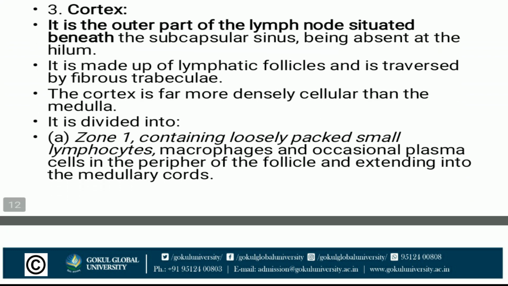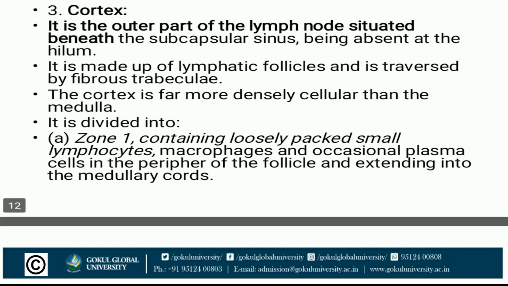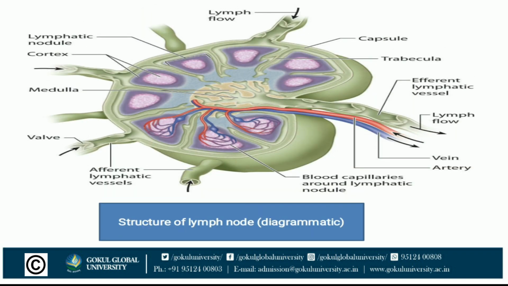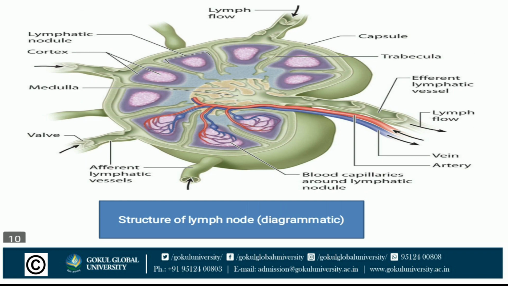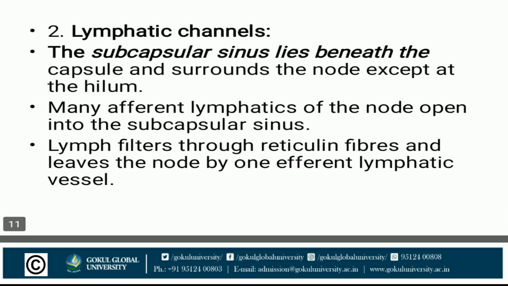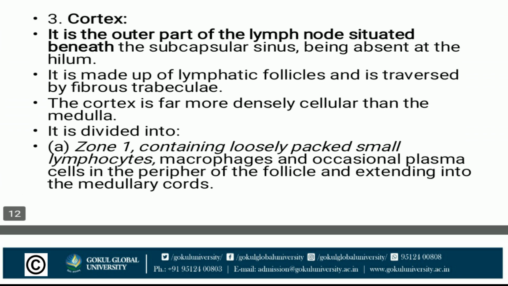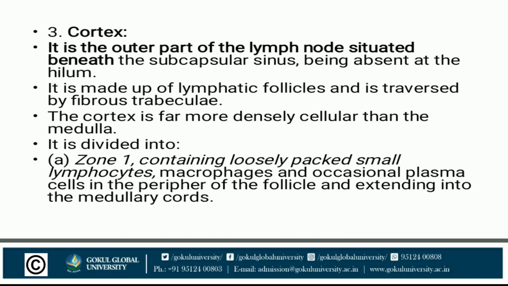Now we will see the cortex. It is the outer part of the lymph node situated beneath the subcapsular sinus, being absent at the hilum. Cortex. Here you can see below the lymphatic nodule there is the cortex, and it is absent at the medulla. It is made up of lymphatic follicles and traversed by fibrous trabeculae. The cortex is far more densely cellular than the medulla.